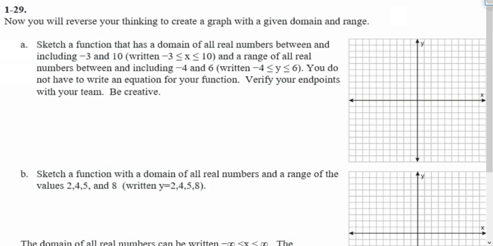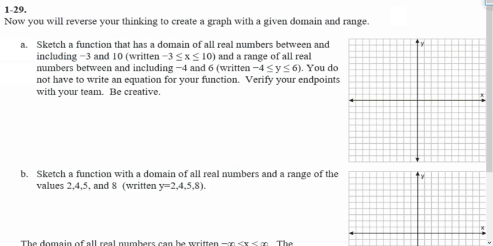So for 129, now we're trying to get you to go the opposite direction. Now that you know domain is all possible values of x, you look at your graph and tell me all possible values of x, and your range is all your possible values of y. Now we're going to go in reverse, and we're having you sketch a function that fits the specific domain and range. Now here's the tough part with this type of problem. It has to completely fit its domain and range.